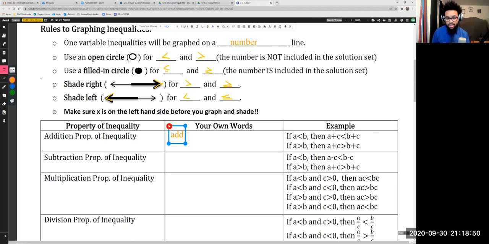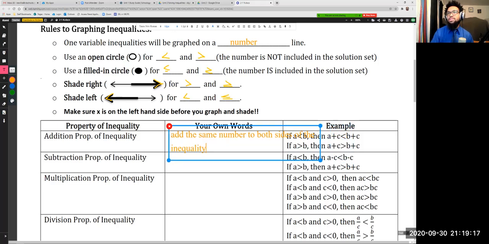So we're going to add the same number to both sides of the inequality. I'm going to add the same number to both sides of the inequality.